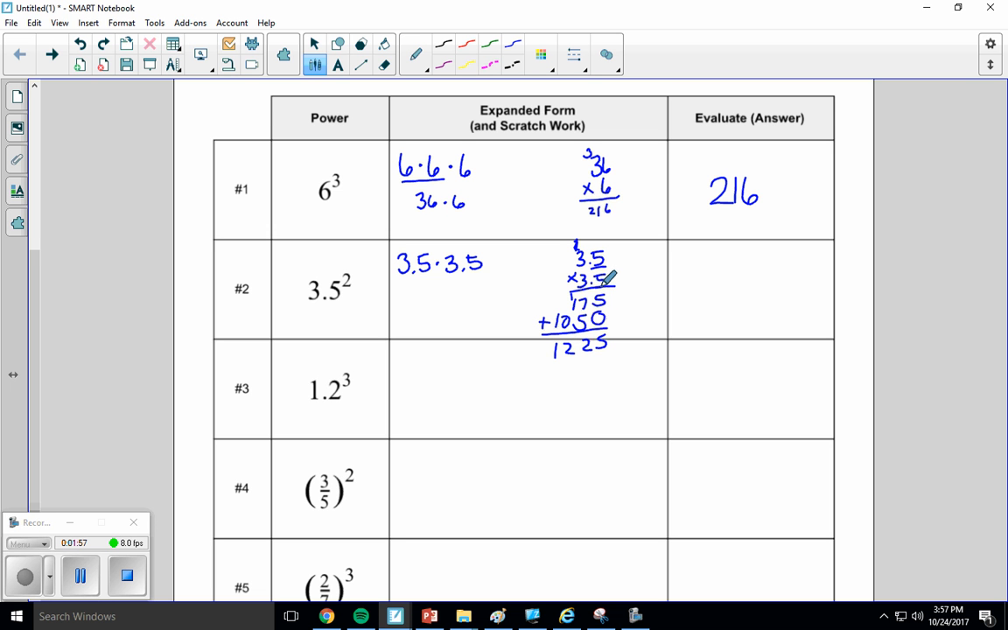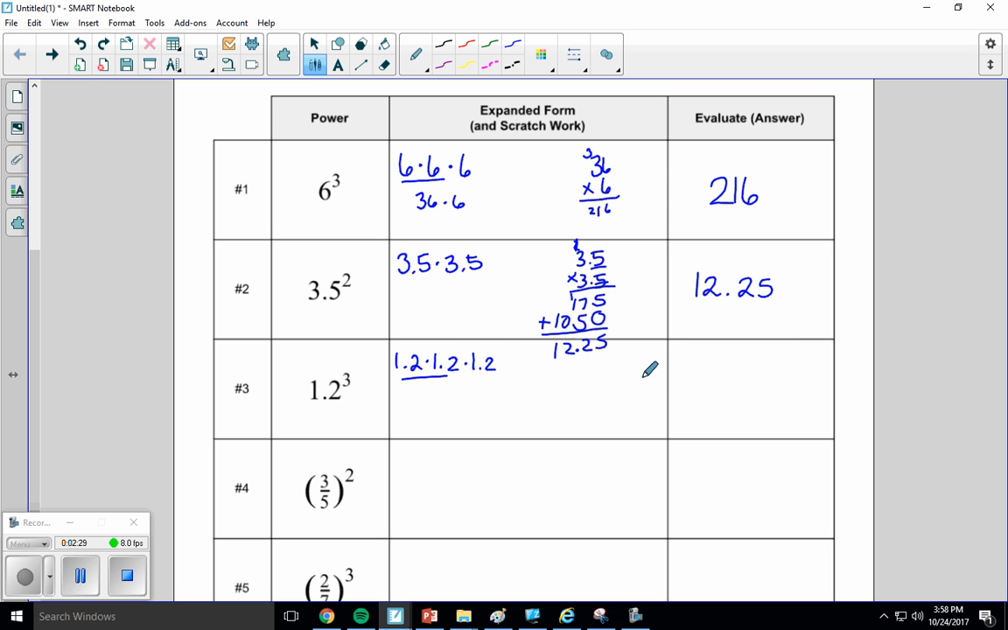We have 2 numbers that are behind the decimal, so we need 2 numbers behind the decimal in our final answer. So that means 3.5 squared equals 12.25. Number 3, 1.2 cubed. So that's 1 and 2/10 cubed. That means we need to do 1.2 times 1.2 times 1.2.